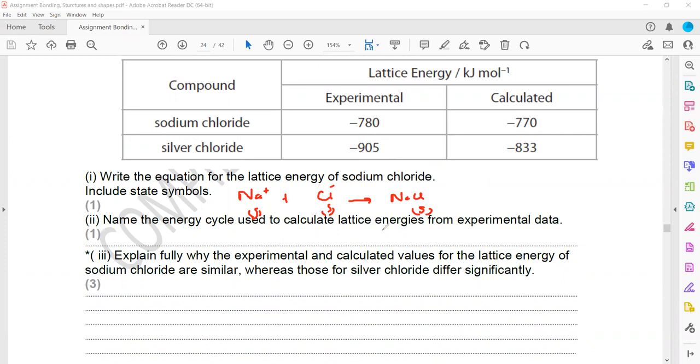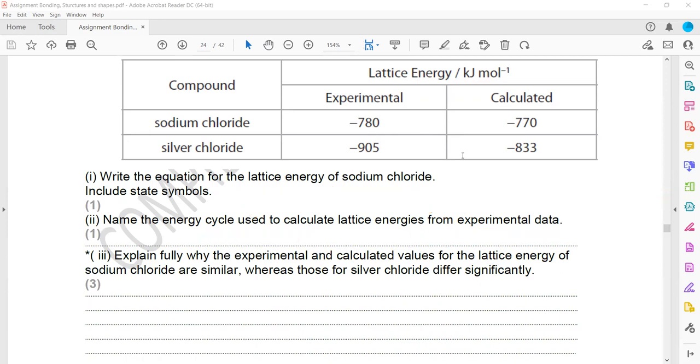Name the energy cycle used to calculate the lattice energy from experimental data. That is called Born-Haber. But this part is actually not in the new syllabus. In the new syllabus, the Born-Haber cycle you will study in A2. Before it was in AS. That's why this question is from paper 2016 onward.